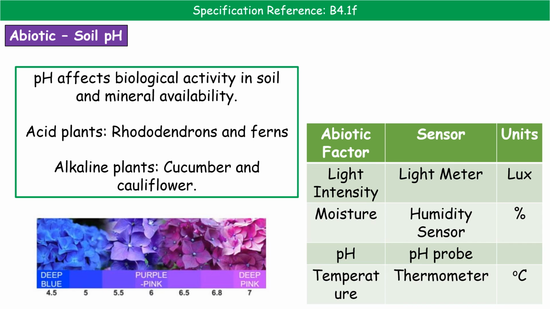You do need to know the bits of equipment we can use to measure these different abiotic factors in an investigation. So light intensity, we use a light meter. Moisture, a humidity sensor. pH, a pH probe. And temperature, hopefully we all know this one, a thermometer.